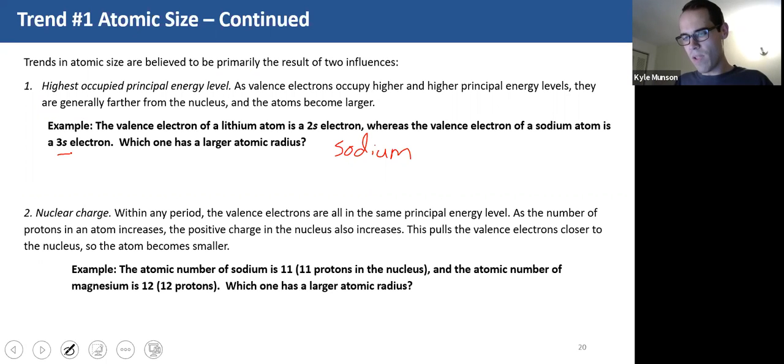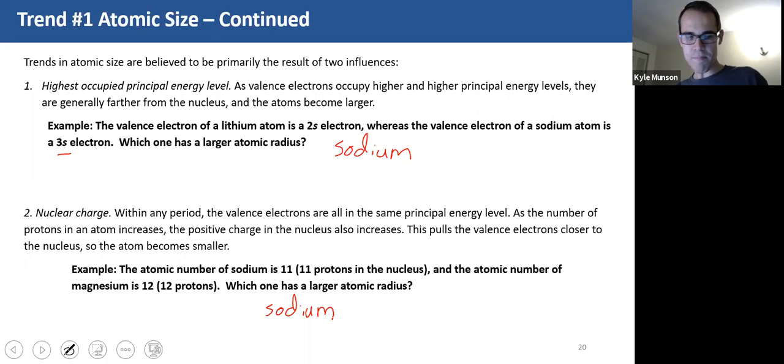So again, if we look here, the atomic number for sodium is 11. So there's 11 protons in the nucleus. And the atomic number of magnesium is 12. There's 12 protons in the nucleus. Which one has the larger atomic radius? Well, again, the more protons we have, generally within the same period, the same row, all right? And if you look at the periodic table, magnesium and sodium are right next to each other. When you have more protons, you're going to be smaller. So sodium is going to have the largest atomic radius again, okay? Just looking at it in both examples.